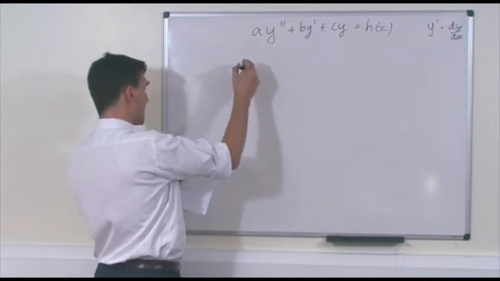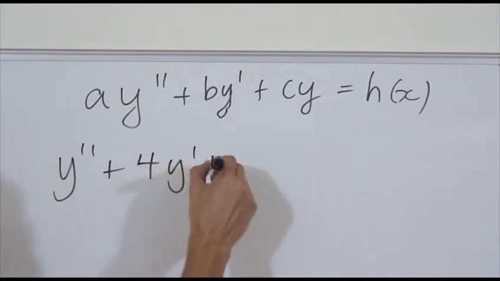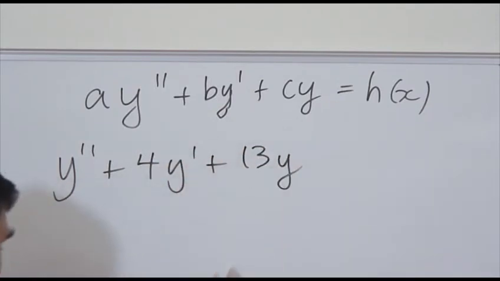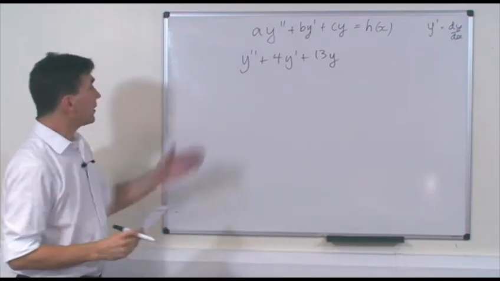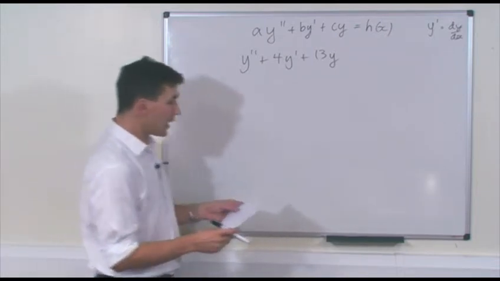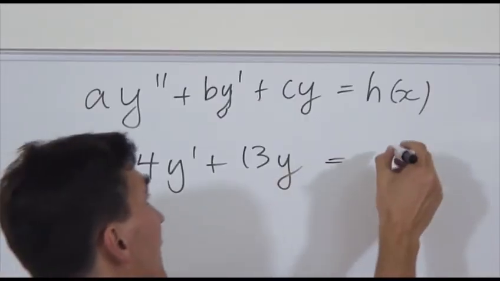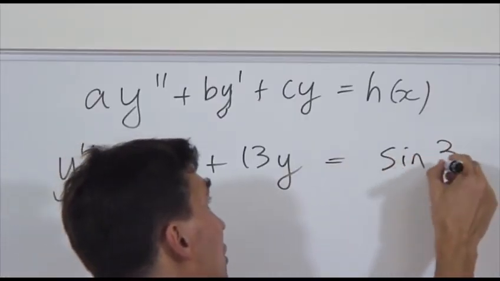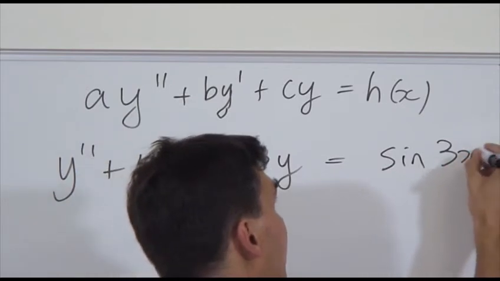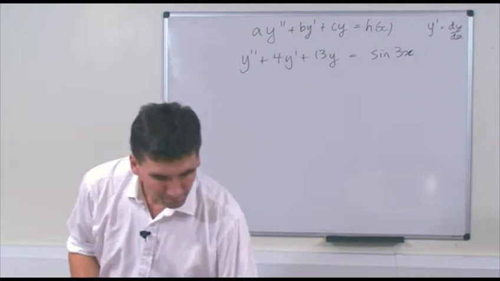So let's take as an example y'' + 4y' + 13y. That's one where we've solved the homogeneous version of this problem in another podcast, and we're going to write this as the right-hand side. We're going to take sine 3x. Okay, so there's our example.